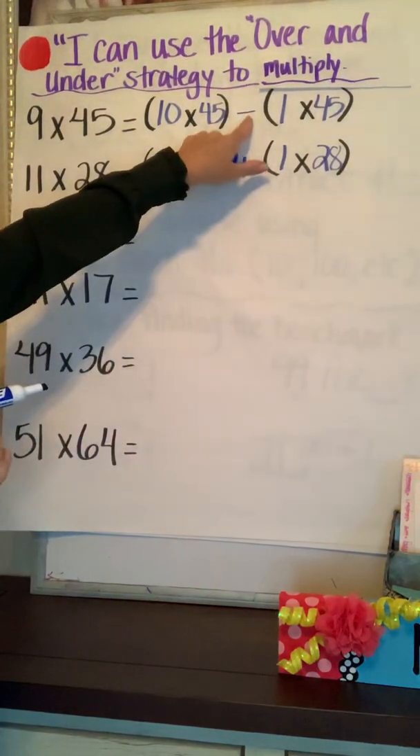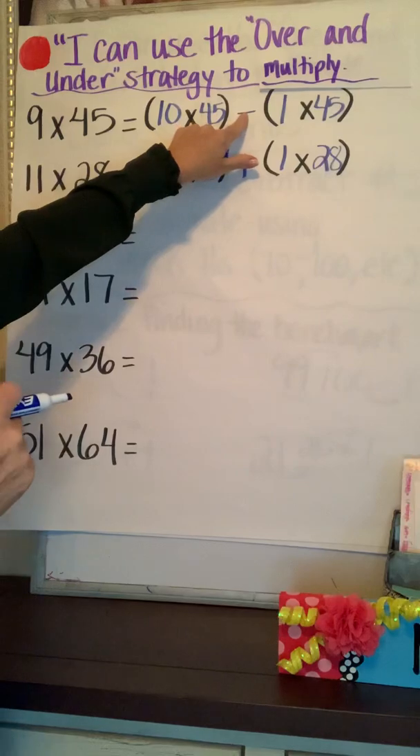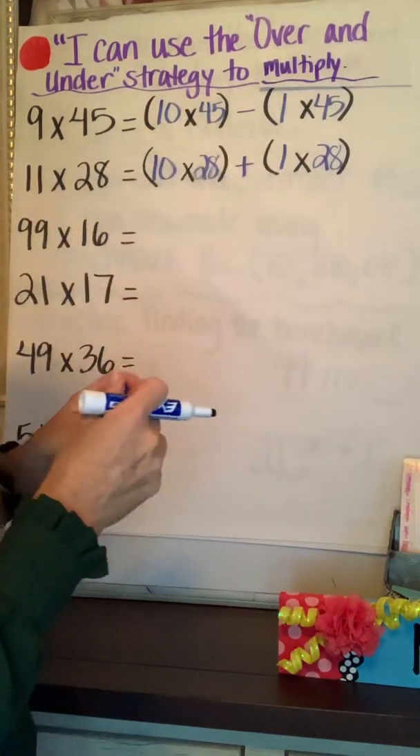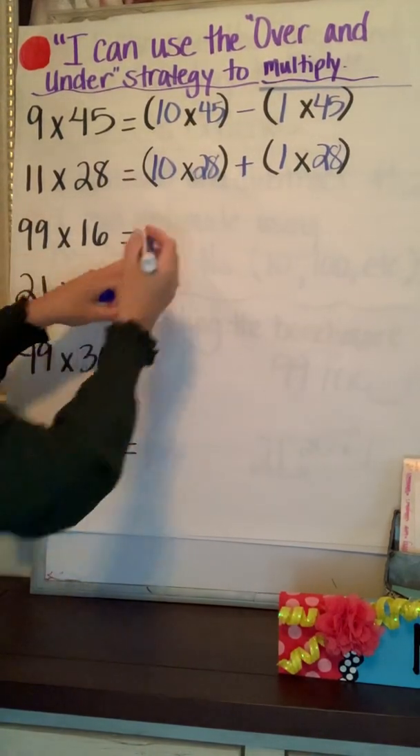Okay, so sometimes we're adding 1 and sometimes we're subtracting 1. Okay, let's try 99. First, I'm going to set it up.